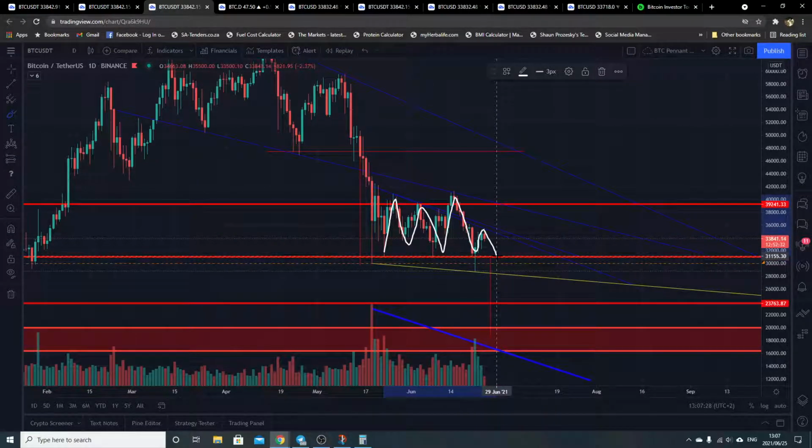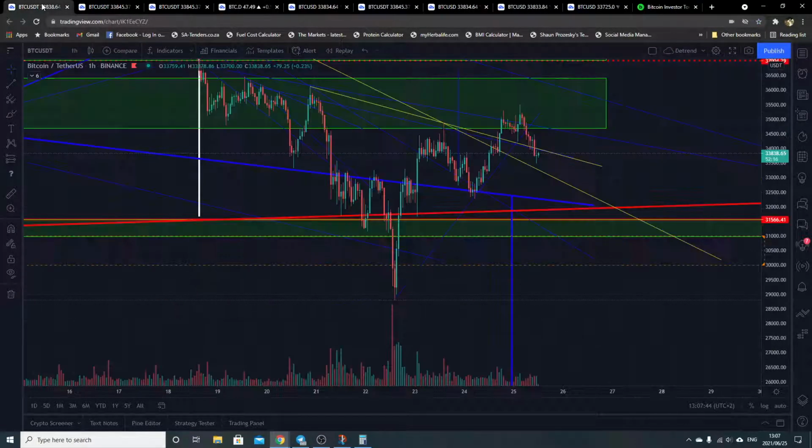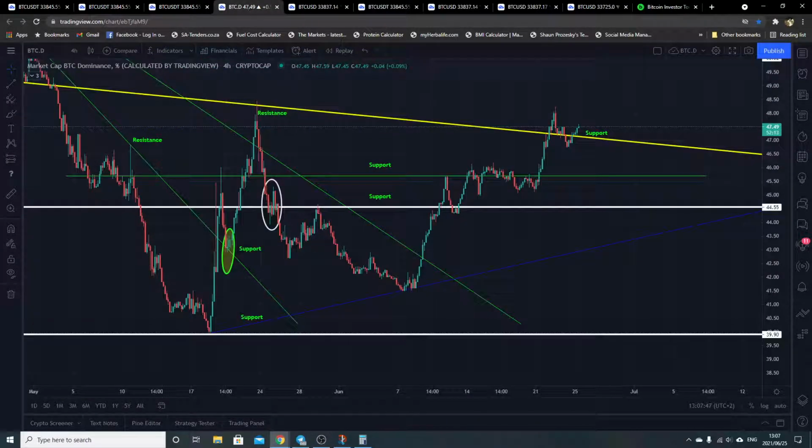All right, guys. That is for now the falling wedge. Just what I'm concerned about now is the Bitcoin dominance. Price is coming down on our chart, and at the same time, the Bitcoin dominance is going up.